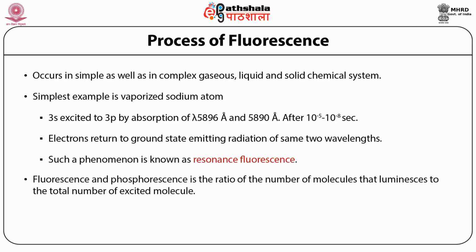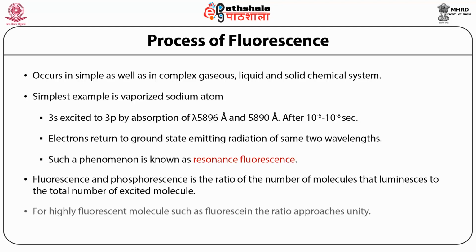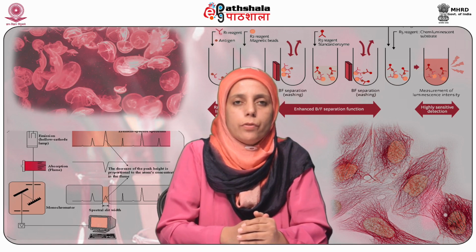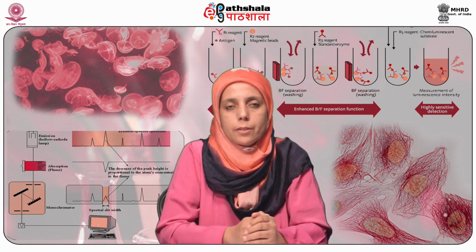The quantum yield of fluorescence and phosphorescence is the ratio of the number of molecules that luminesce to the total number of excited molecules, because it's not always the case that all the molecules which get excited will fluoresce. For highly fluorescent molecules such as fluorescein, the ratio approaches unity. By now, we are very well versed about fluorescence and phosphorescence.